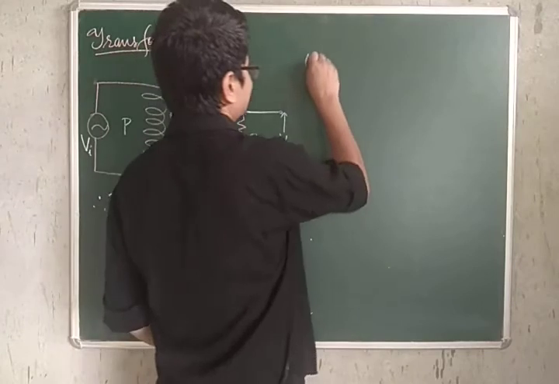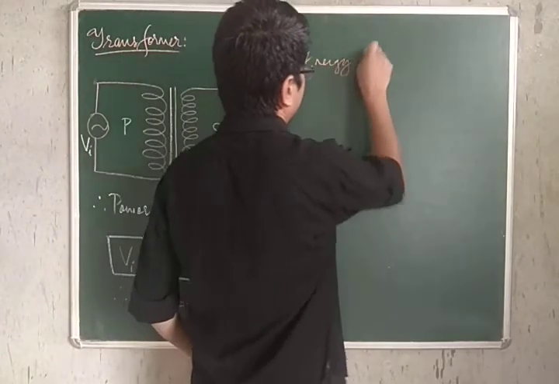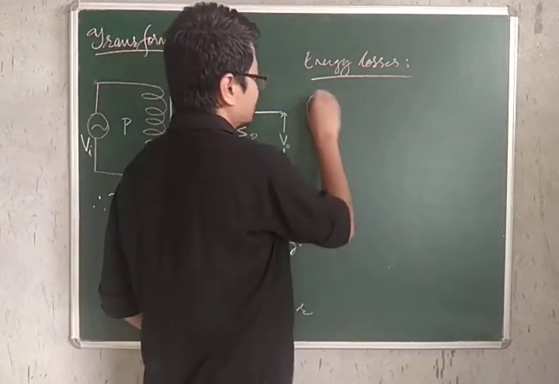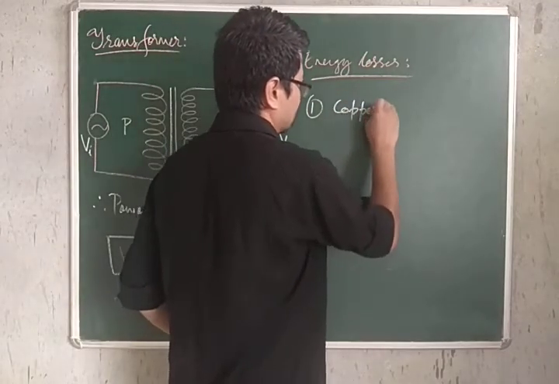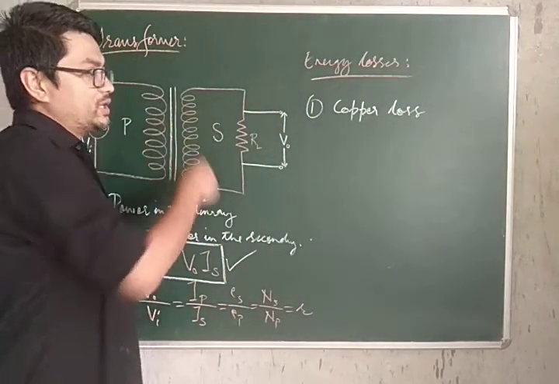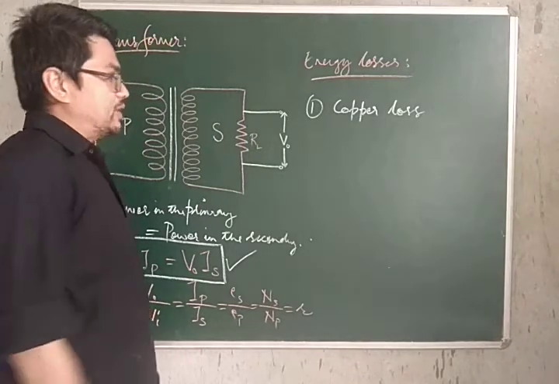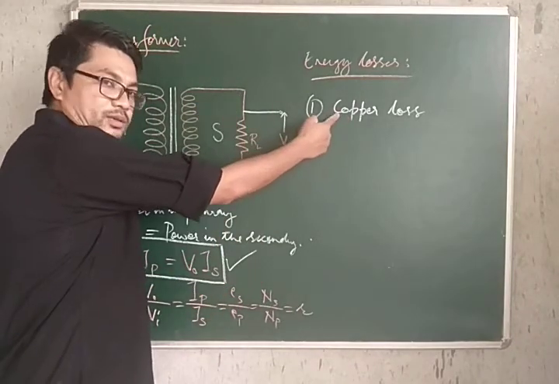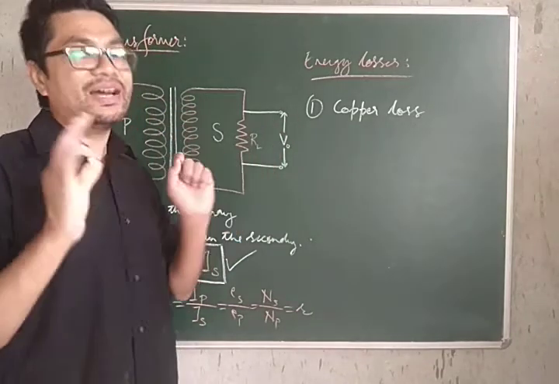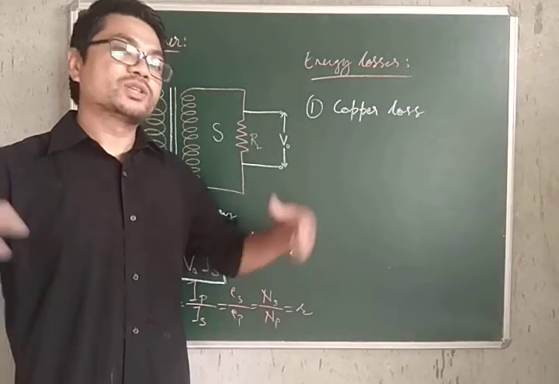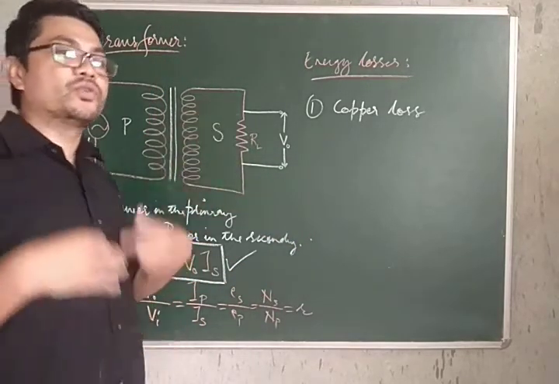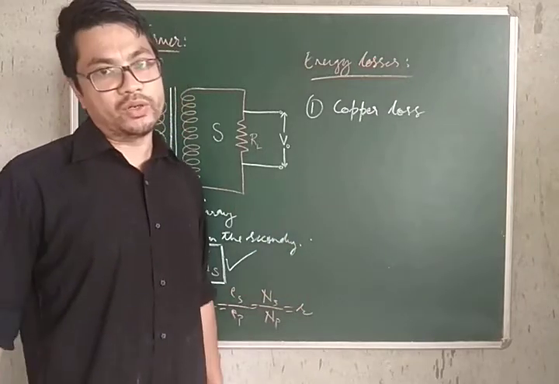So energy losses in a transformer. Number one is called copper loss. Now what is this copper loss? The wire generally is made up of copper, of course. Now, like I already told, whatever conductor or metal the wire may be made up of, the metal will have some value of resistance. So there will be loss of energy through that resistance in the form of heat, which is called copper loss.